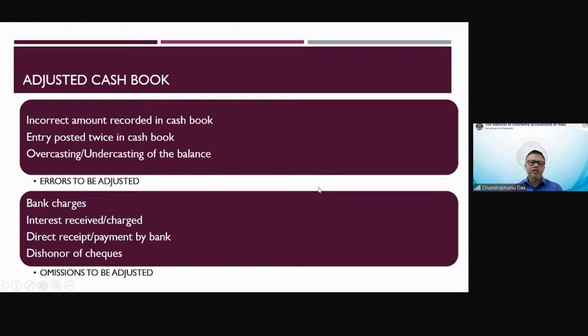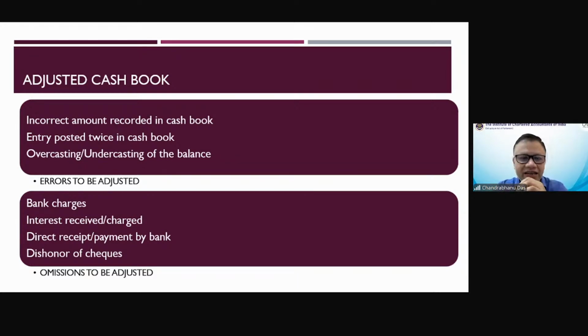Now what happens during the audit purpose, I have to adjust my cash book. Then at that time, I have to think of which are the errors to be adjusted, which are the omissions to be adjusted. Last time when I showed this problem, some of you said that the error is that the check has not gone to the bank. But what exactly are the errors which are to be adjusted, and what are the omissions to be adjusted?